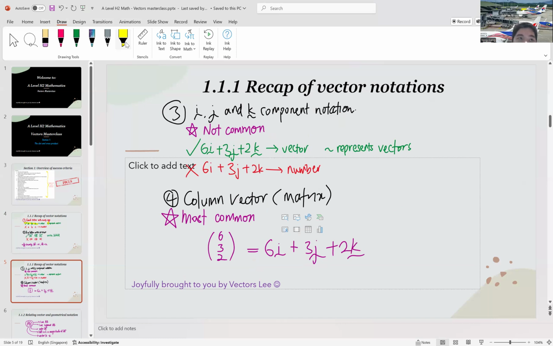it in this form. And moreover, when you sum vectors up, or rather when you do cross product, dot product, all these data that come by, right? All of them are expressing it in column vector form. So column vector is most common. So without further ado, let's move on to the next portion.